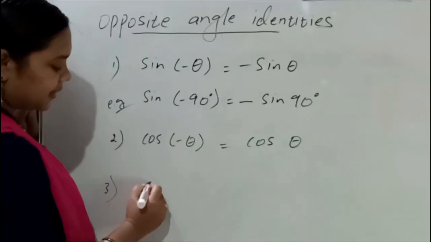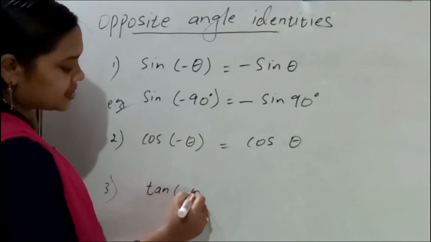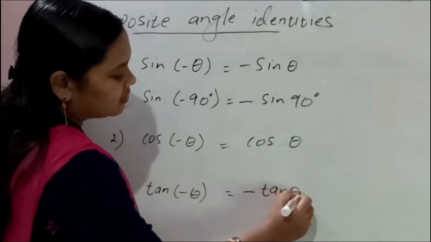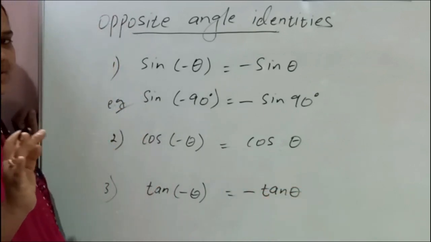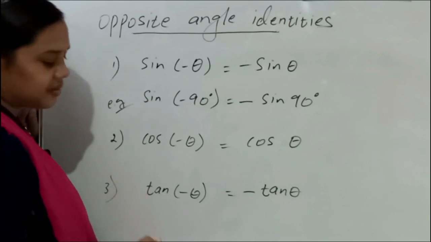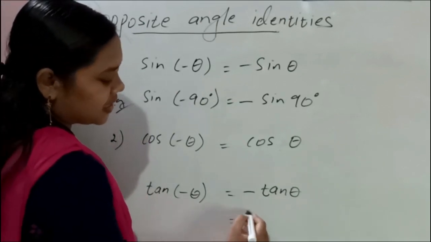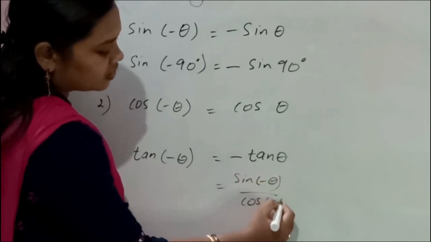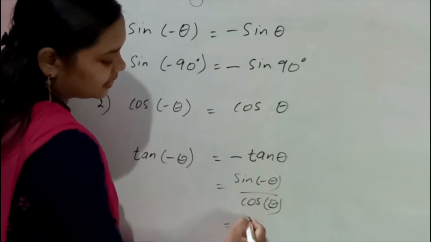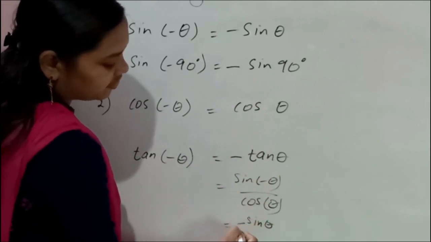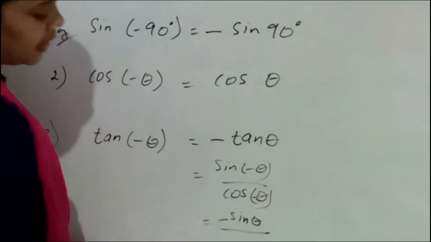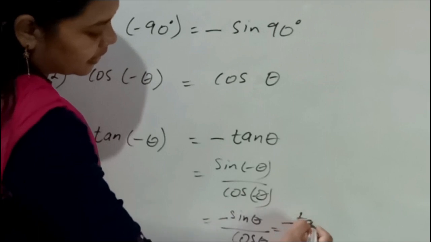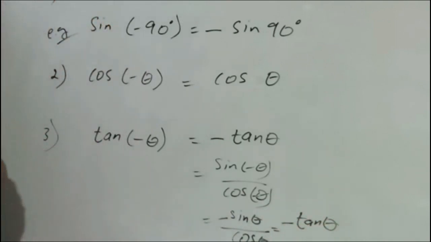Third one is tan. Tan of minus theta is equal to minus tan theta. For tan theta, you should not worry, because tan theta equal to what? Sin theta by cos theta. Tan of minus theta means sine of minus theta by cos of minus theta. So sine of minus theta is minus sine theta, and cos of minus theta is plus cos theta, that is minus tan theta.